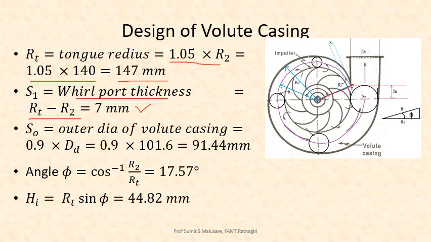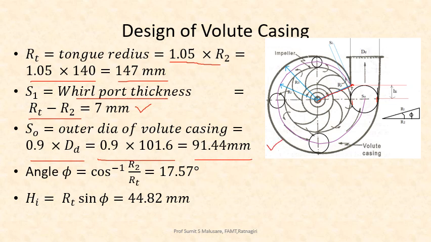and S0 is the outer diameter of the volute casing. The outer diameter of the volute casing is called S0. Okay, so S0 is equal to 0.9 times the diameter of the delivery pipe, that is a standard assumption from the standard references. So 0.9 into 101.6 comes out to be 91.44 mm.